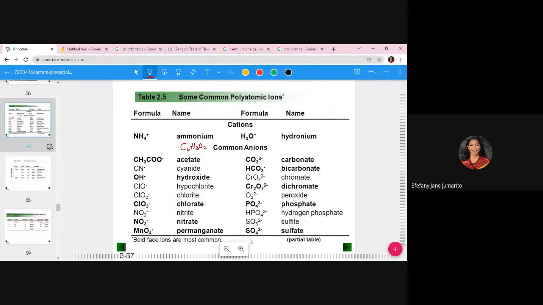Okay, C2H3O2. What is this? It's acetate. Let's try acetate. How many are there? Are the two the same? Same, ma'am. 2 carbon, 3 hydrogen, 2 oxygen. Okay, so they are the same. So it is called acetate.